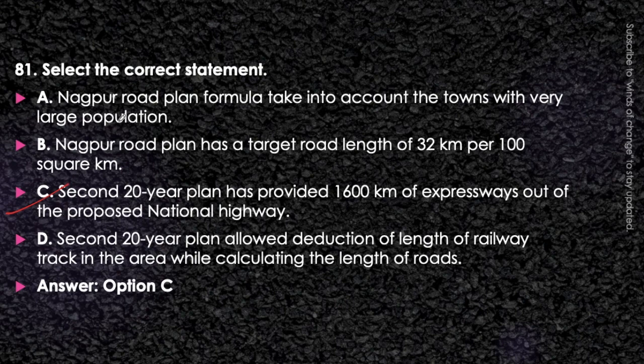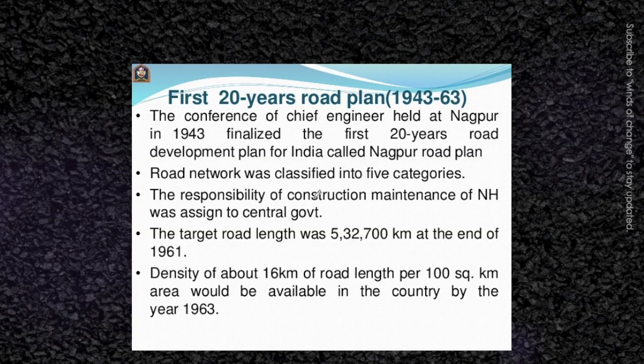These two are the wrong statements, in which large population is not taken and the target road length was not 32 km per 100 square kilometer, it was 16 km of road length per 100 square kilometer. Okay, so this was the density of the road in the Nagpur plan, that is the first 20-year plan, 1943 to 63. These are the points that were covered in the first 20-year road plan.